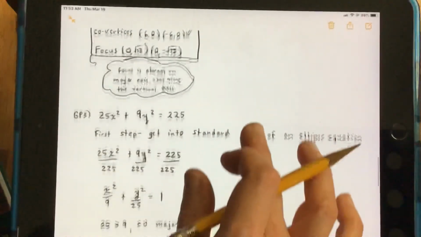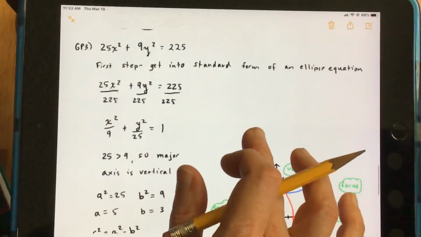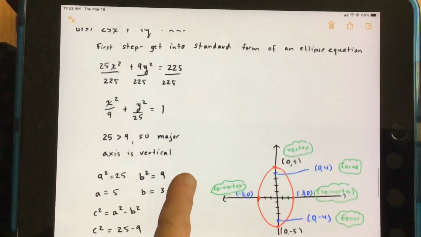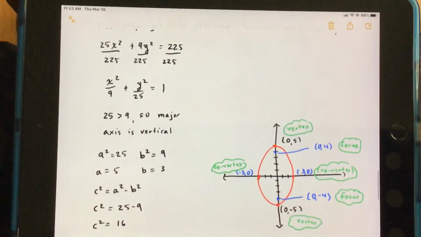Okay, last one will be similar to the other ones with one added step. Guided practice 3, we have 25x squared plus 9y squared equals 225. And we're saying, wait a minute, we're not equal to 1. How can that be the equation of an ellipse? Well, our first step is to get into standard form of an ellipse equation by dividing by 225 on all terms in the equation. That gets us into standard form of an ellipse equation, x squared over 9 plus y squared over 25 equals 1.